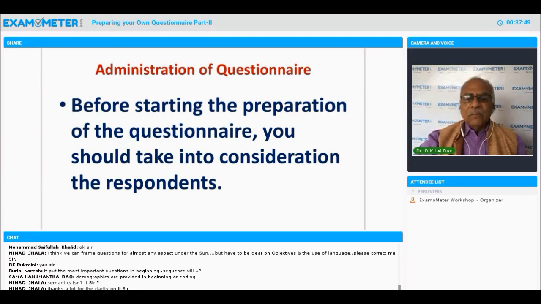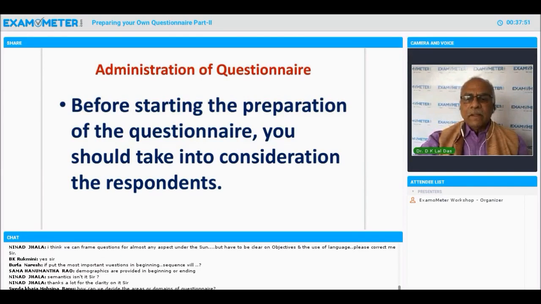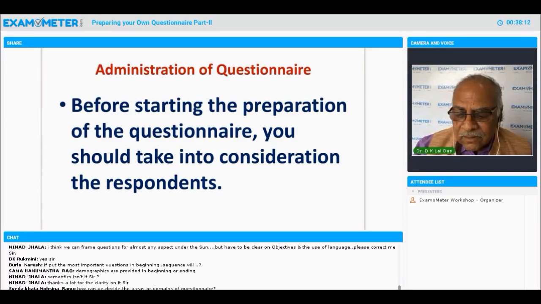Before starting the preparation of the questionnaire, you should take into account, take into consideration the respondents. Khalid sir, what are the precautions that you suggest to make the questionnaire reliable and valid in the beginning itself?